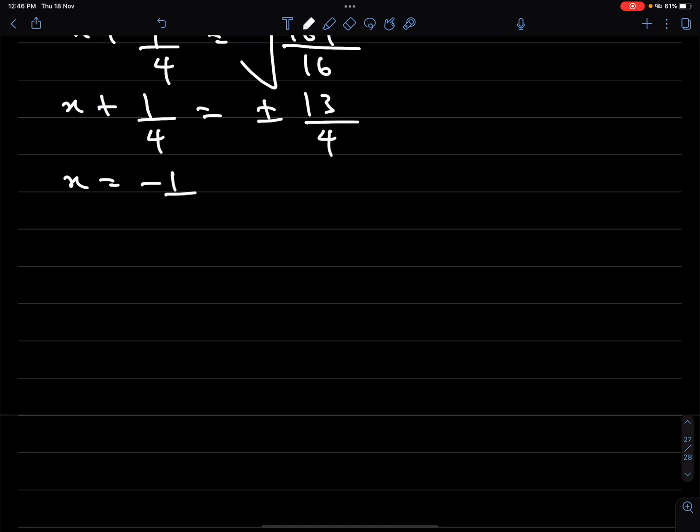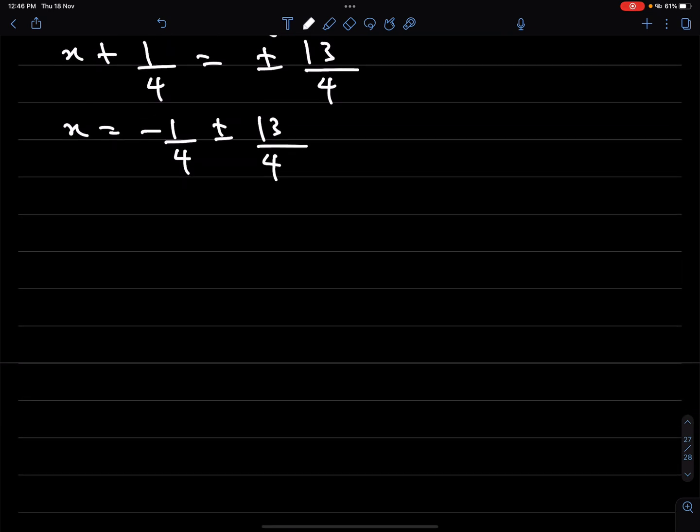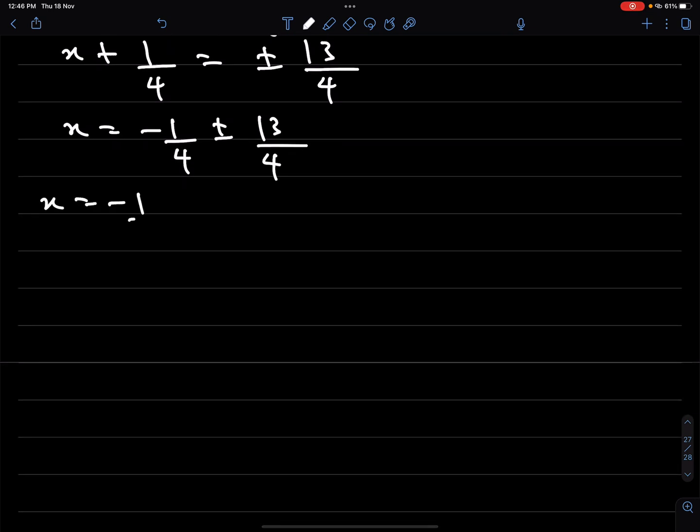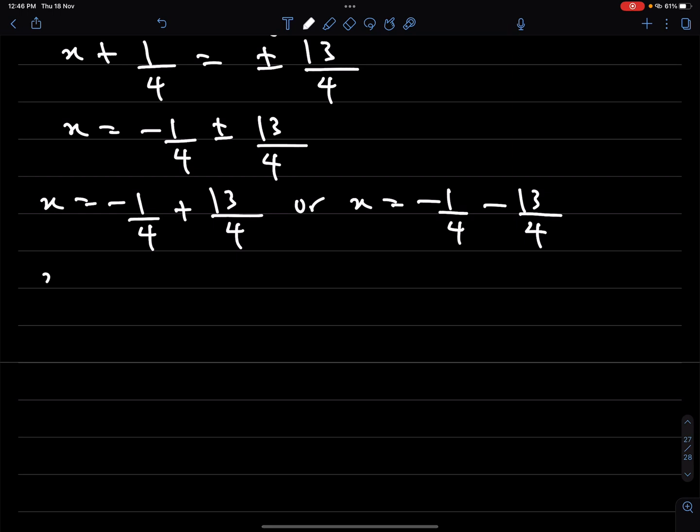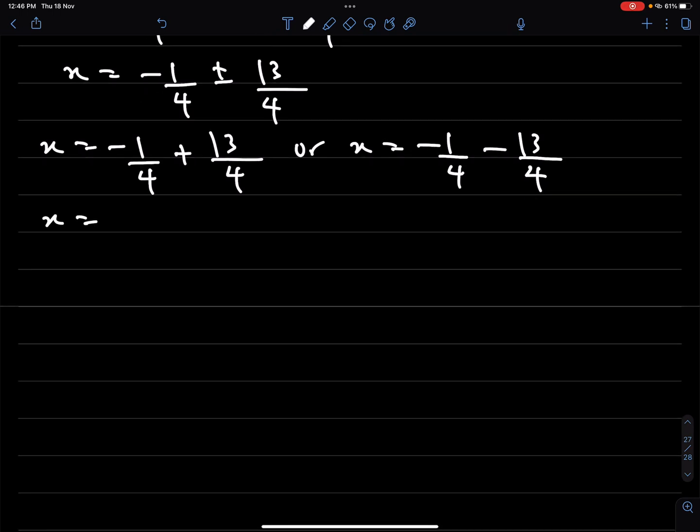And that means x equals minus 1 over 4 plus or minus 13 over 4, which means x equals minus 1 over 4 plus 13 over 4, or x equals minus 1 over 4 minus 13 over 4. And that simply means x equals 12 over 4, which is 3, or x equals minus 14 over 4, which is minus 7 over 2. And that's it, very, very simply.